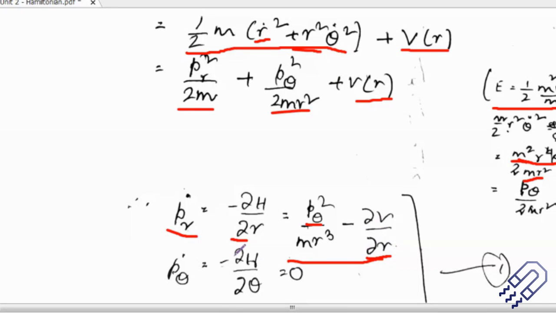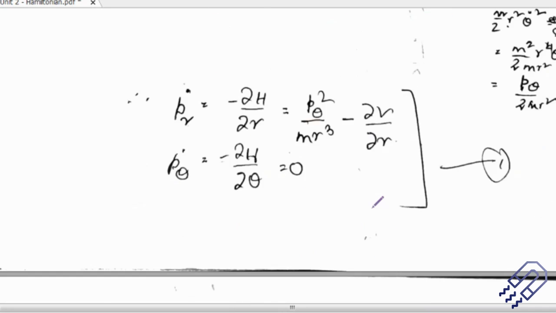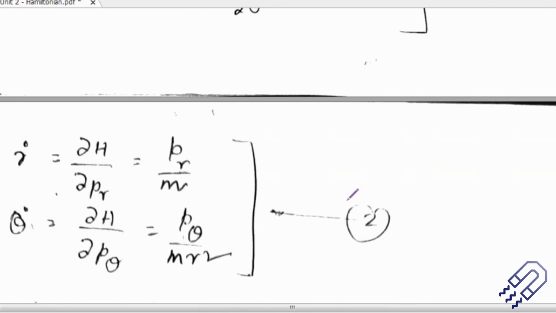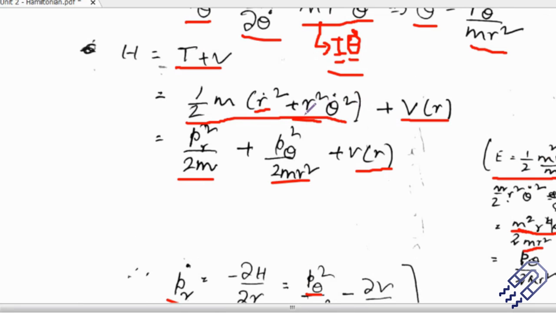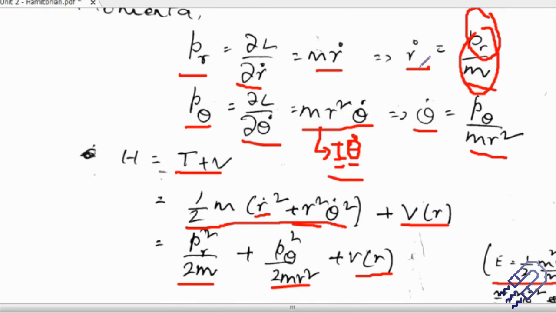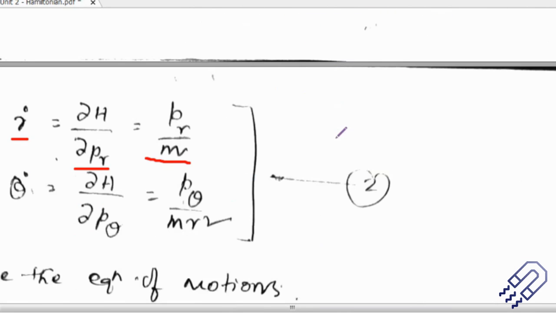And then we take p theta dot, which is minus del h del theta. So we know that in the entire equation there is no theta present, so it is simply zero. Okay, simply zero. So we can take the r dot form now. So r dot is del h del p r, this p r by m. That's already done. You can actually do from here also, but why do it? We have already done it. r dot is p r by m. So just put it there.